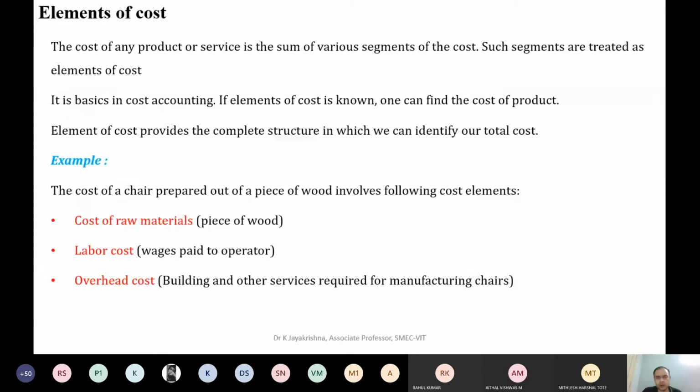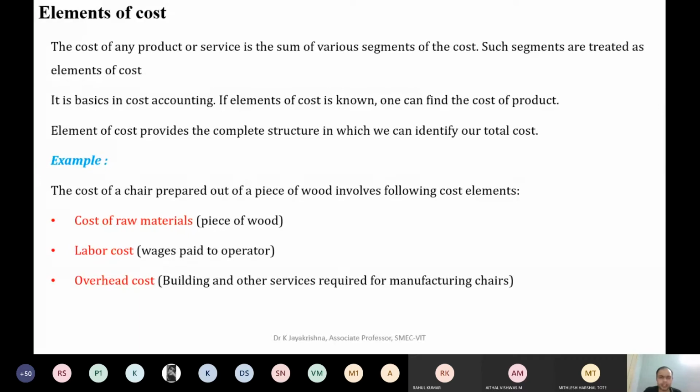Then overhead cost. Overhead cost is to run this process. They have to spend on electricity, internet, telephone bills and other facilities. You can think of it as anything which is essential to run this business. That is called overhead cost. In the case of manufacturing a chair, the cost spent on raw material, the cost spent on labor wages, and the other things you arrange to run the business are called overhead cost.